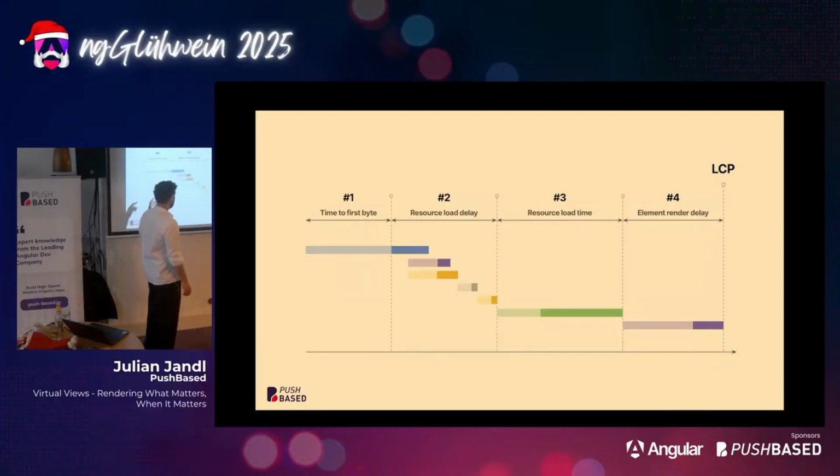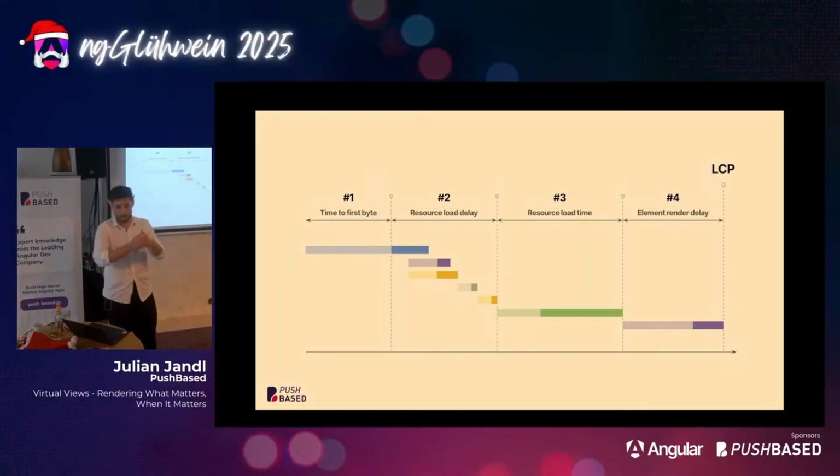LCP is divided into 4 stages. We have time to first byte, so how long does it take to receive the first byte from the server when we do a network request. Then we have resource load delay, so this means when do we start downloading the actual resource that will be our LCP element, for example, the image that we want to display. Then we have resource load time, how long does it take to download that resource in general. And then we have element render delay, meaning what other work do we have to process first in order to display our largest contentful paint.